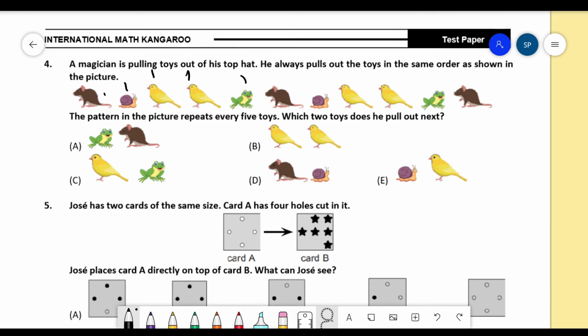Then the rat comes again. So after the rat, according to this pattern, the snail and the bird come. Since it's asking which 2 toys he pulls out next, and according to the order, these 2 come next, that is option E.